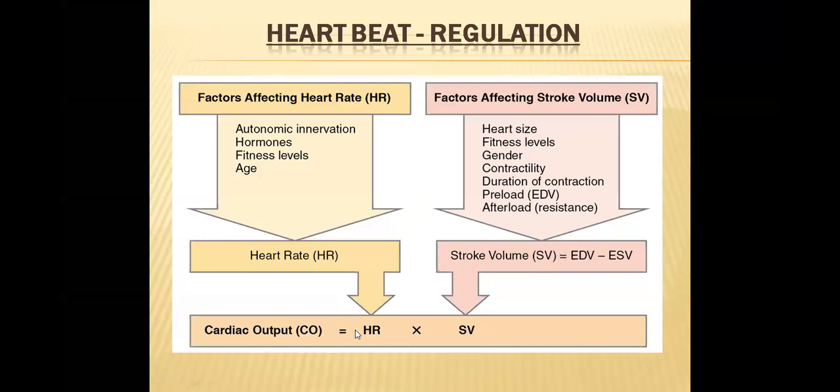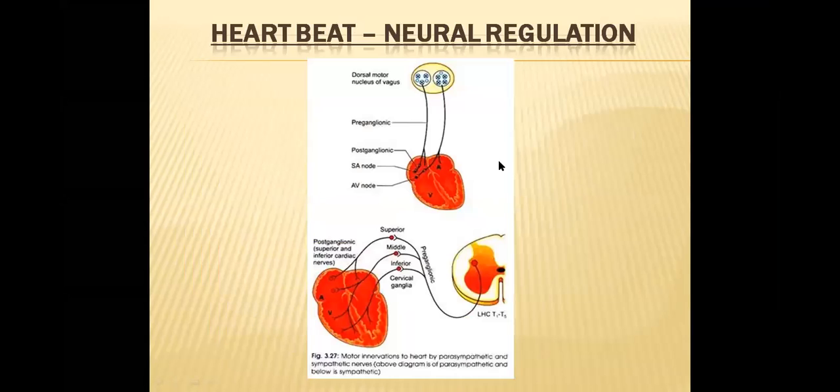So when the intrinsic pathway is not functioning properly, then what happens? Then the extrinsic factors take control of the heart functioning. In the extrinsic factors, first of all, let us see the neuronal factors or neural control. In neural control, the autonomic nervous system is responsible for heartbeat regulation.